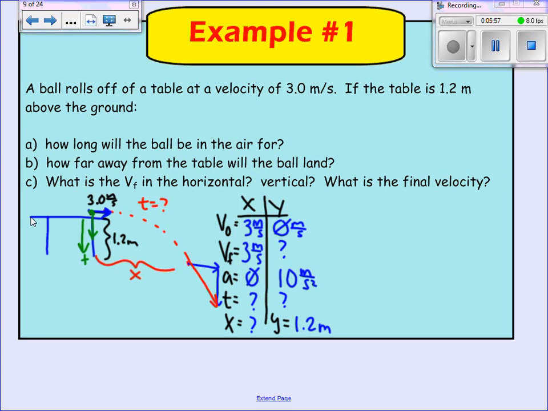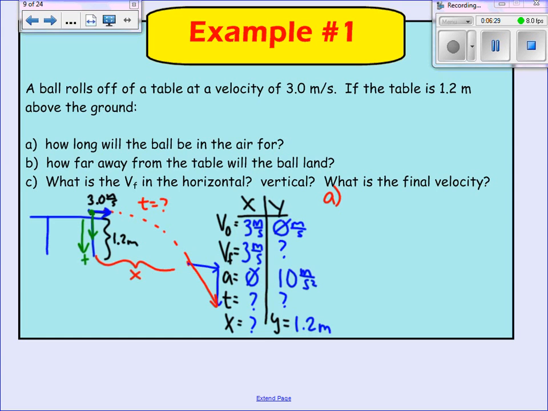For letter A, it's asking how long it is in the air for. Think about it. Which column, X or Y, would dictate how long something was in the air for? The answer is the Y column. Because if it wasn't for gravity and gravity's effect on the ball, it would never hit the ground. It would just keep going in the air forever. So it's the Y component, the gravity component, that actually affects the ball hitting the ground and thus limits its time. So when we're asked to solve for time, we're going to use the Y column.